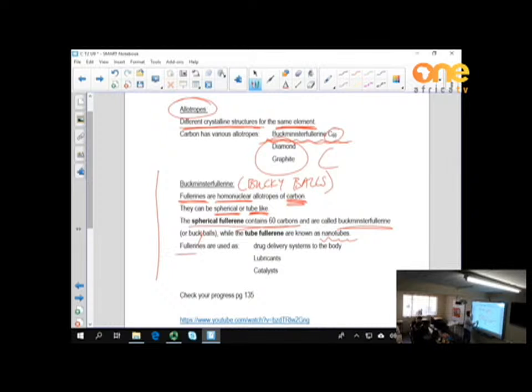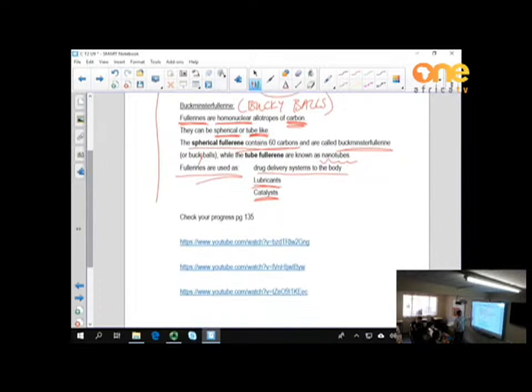Okay, fullerenes are used as drug delivery systems to the body, lubricants, and catalysts. Now we'll have a look at that when we get there. There's a check your progress, page 135, that you have to do for me for homework. All right?